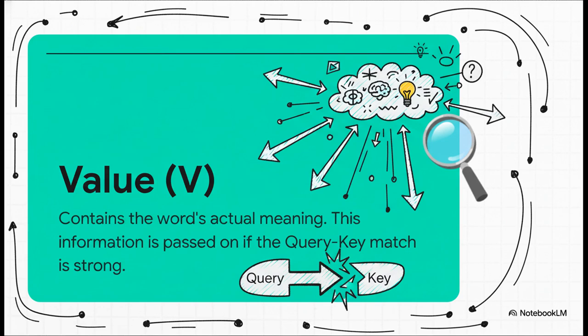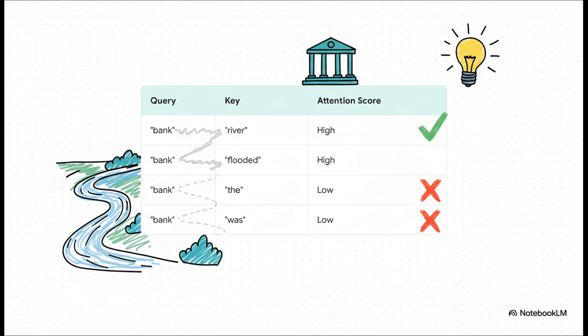And finally, we have the value vector. Now, this vector has the good stuff, the actual substance, the real meaning of the word. Once the query and key have found a strong connection, it's the information from the value vector that gets passed along to help clarify things. And here is where it all just clicks into place.